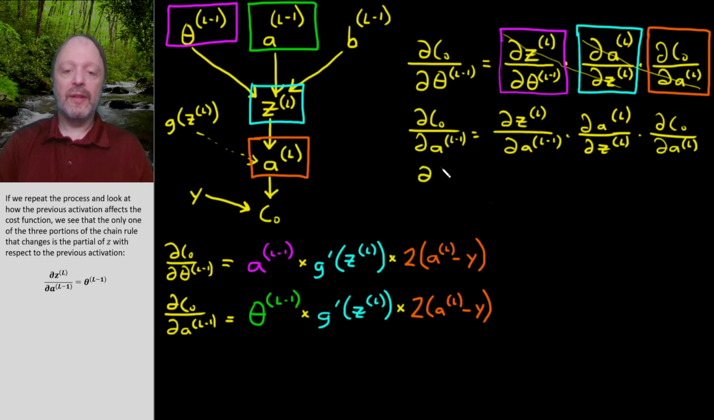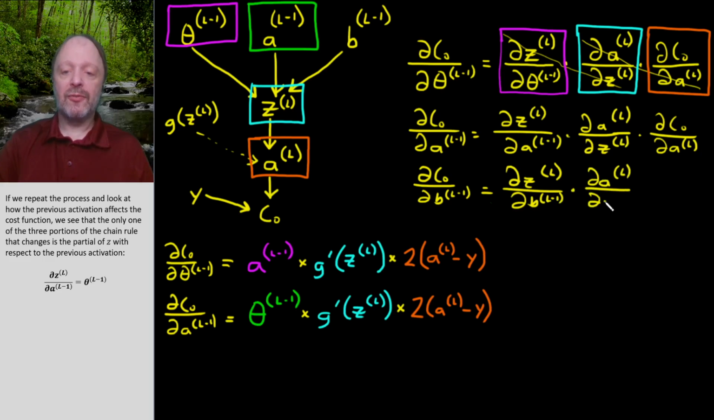I'll look at how the cost function is affected by the previous bias. Well, that's how the Z is affected by the previous bias. So just like that. And then these two pieces are again the same. So the only thing I have to worry about is that piece right there, that very first one.